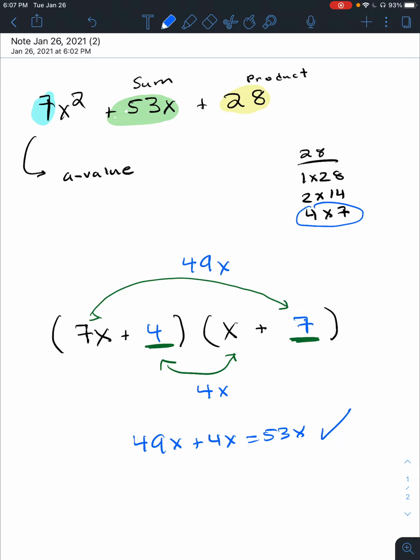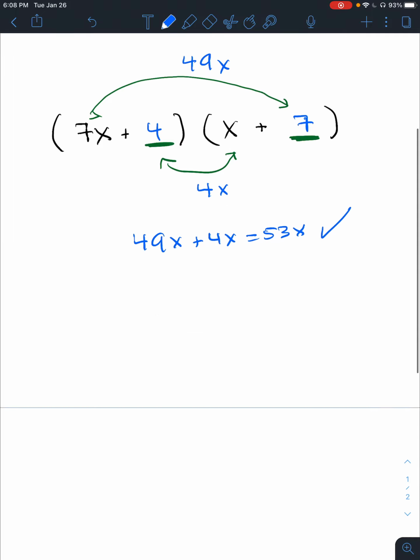So let's try one that doesn't have a prime number for a. A great example would be 16x squared plus 38x minus 30. I like this one for a lot of reasons. First of all, they're not all positive. Second of all, the numbers are decently big. And third of all, 16, there are so many ways to multiply to 16. So if you pause this video, ask yourself, what is the first step I should always do?